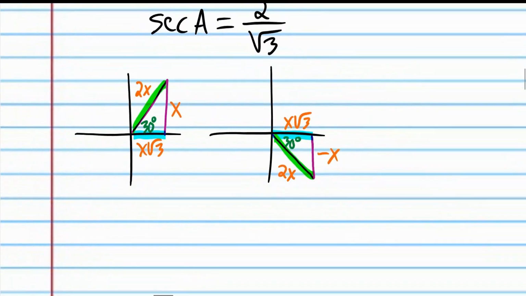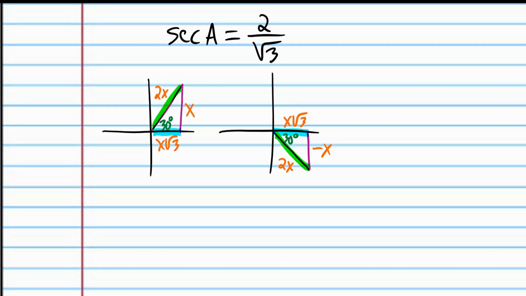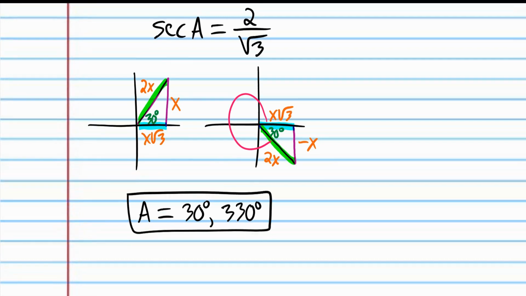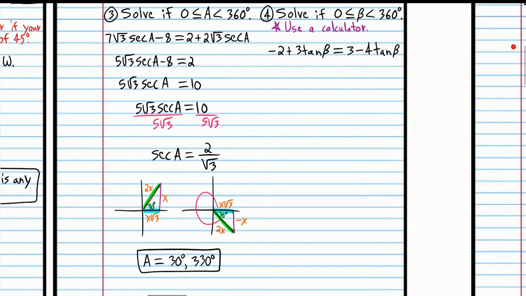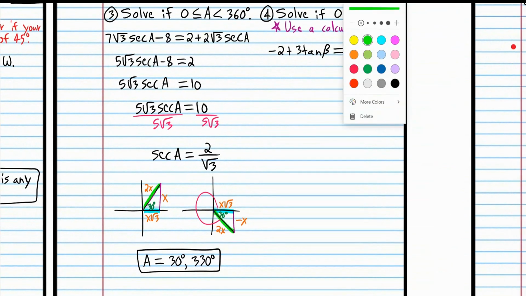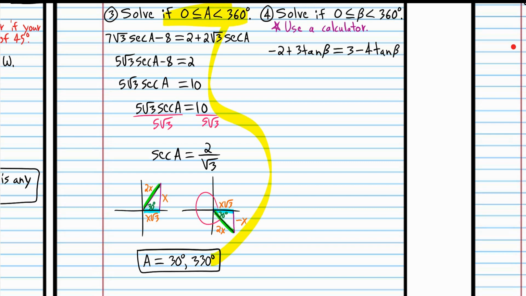So one answer is the first quadrant answer. A is equal to 30 degrees, and the second answer is the fourth quadrant answer. That angle would be whatever 360 minus 30 is, and that is 330 degrees. So those are our answers. We're supposed to find the measures that are between 0 and 360 that work in that equation.